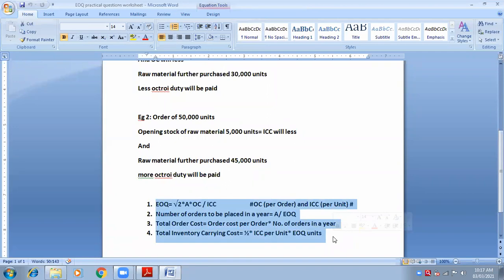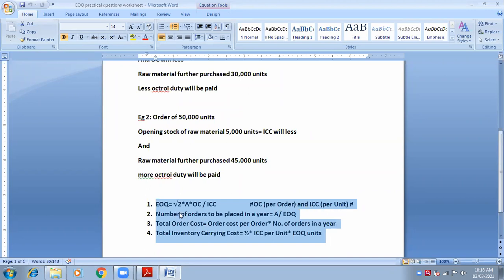So let me just give you a quick revision of these 4 formulas. EOQ is the whole square root of 2 into A into OC upon ICC. The whole square root means whatever is in the division part will also be covered in the square root. Okay. So 2 into A. A means annual consumption. OC means ordering cost. And ICC means inventory carrying cost. You have to remember that OC will be per order and ICC will be per unit.